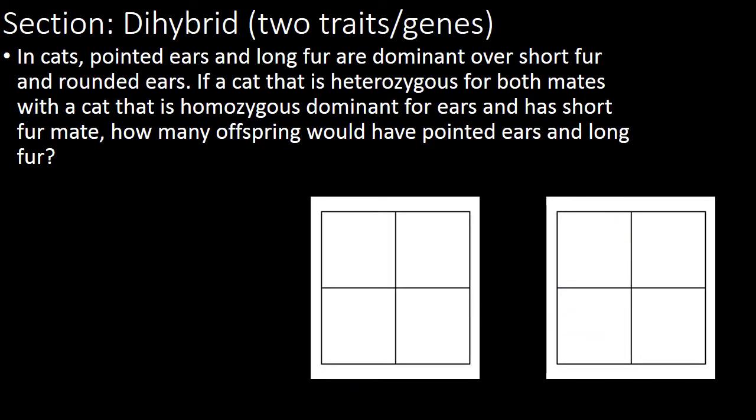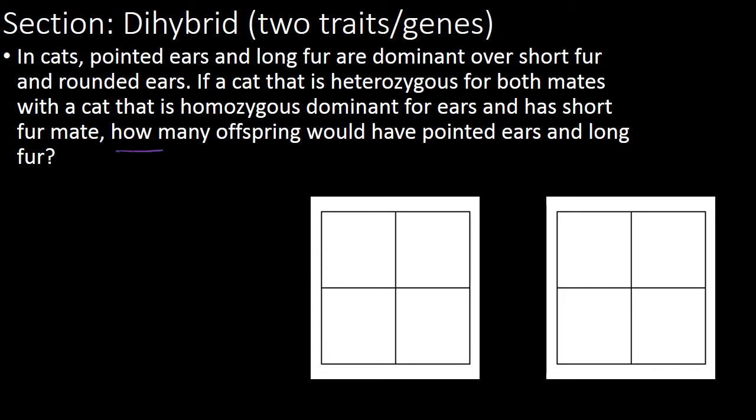The next section is going to be dihybrid. Dihybrid is for 2 traits or 2 genes. So I'm not just looking at 1 trait here. I'm looking at 2 different ones. So in cats, pointed ears and long fur are dominant over short fur and rounded ears. If a cat that is heterozygous for both mates with a cat that is homozygous dominant and has short fur, how many offspring would have pointed?